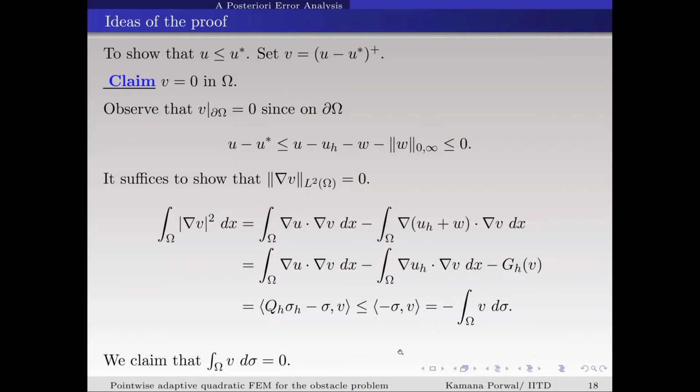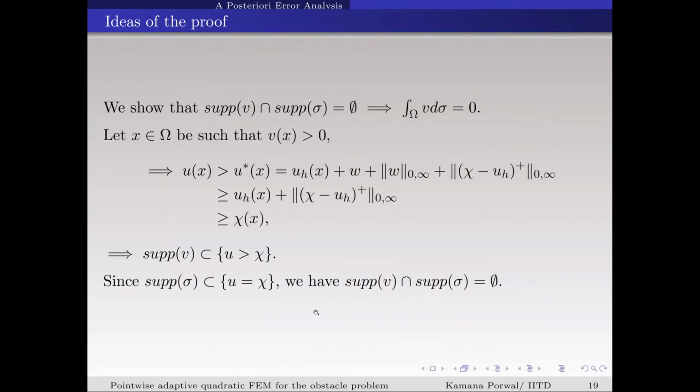So we are done if we show that this integral is non-positive. In fact, we obtain that this integral is 0. And for that, it suffices to realize that the support of v and the support of sigma are going to be disjoint. So let's see how we obtain this.